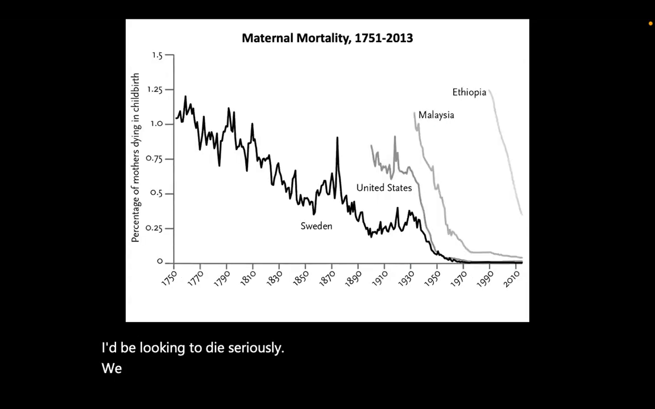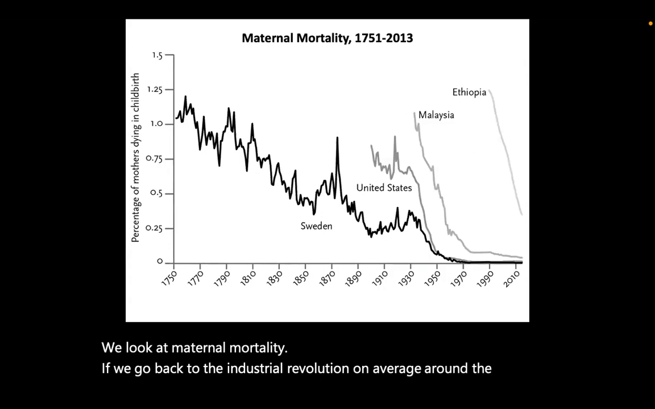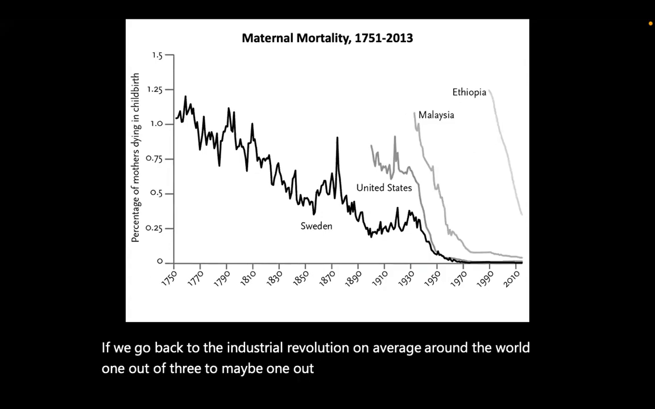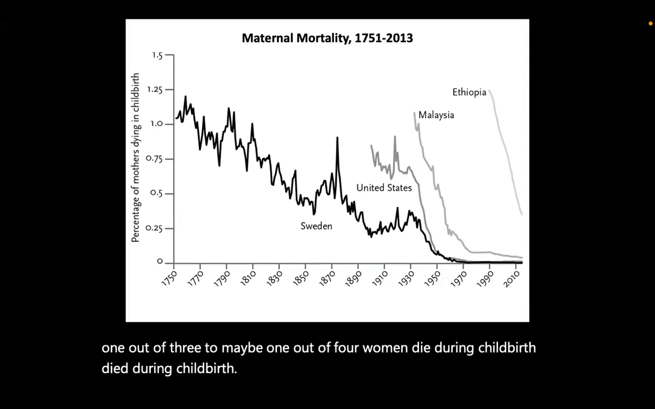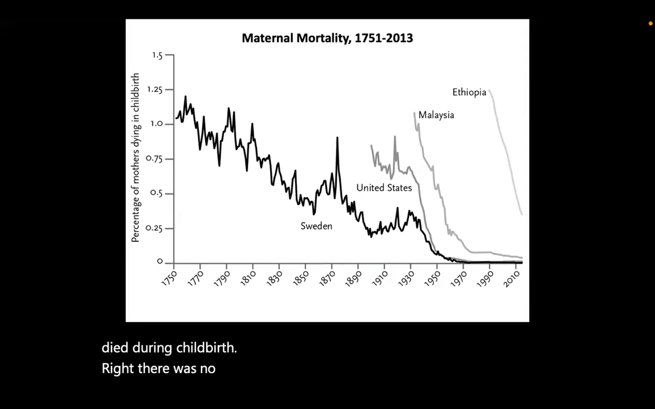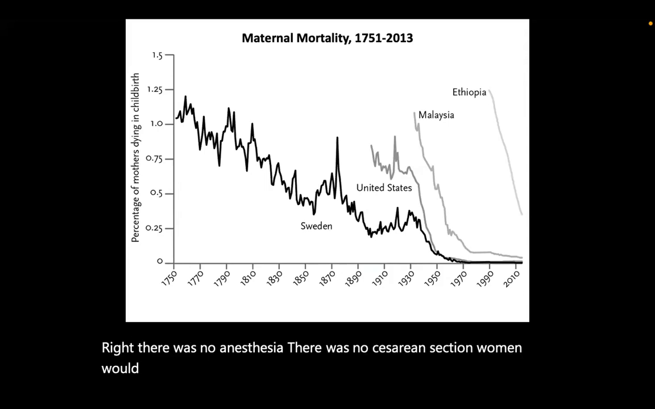We look at maternal mortality. If we go back to the Industrial Revolution, on average around the world, 1 out of 3 to maybe 1 out of 4 women died during childbirth. Died during childbirth, right? There was no anesthesia. There was no cesarean section. Women would die giving birth to children.